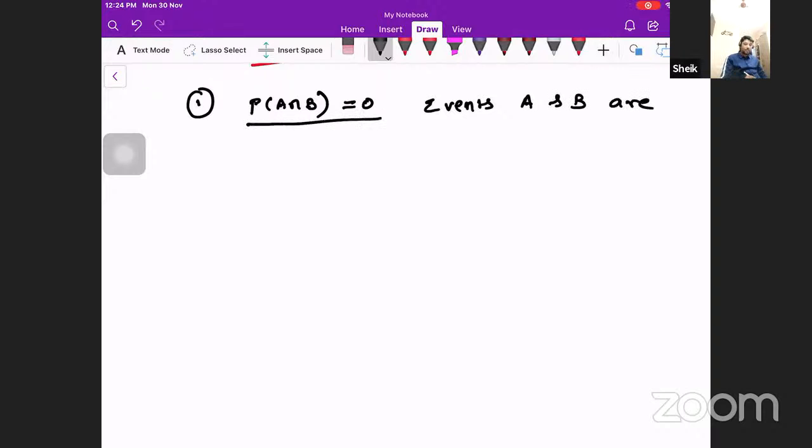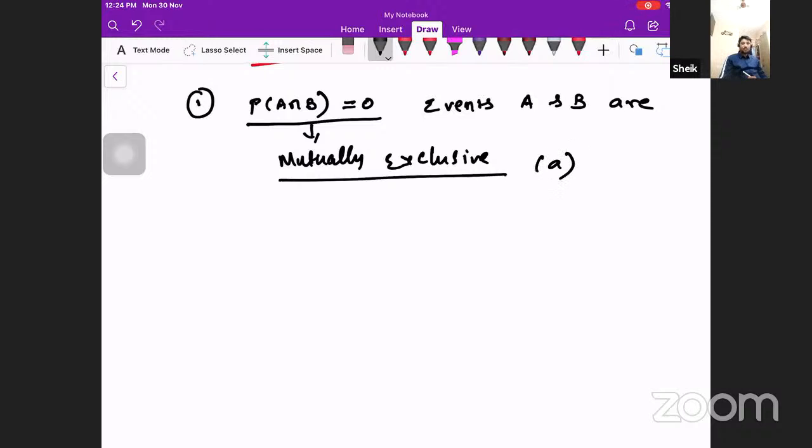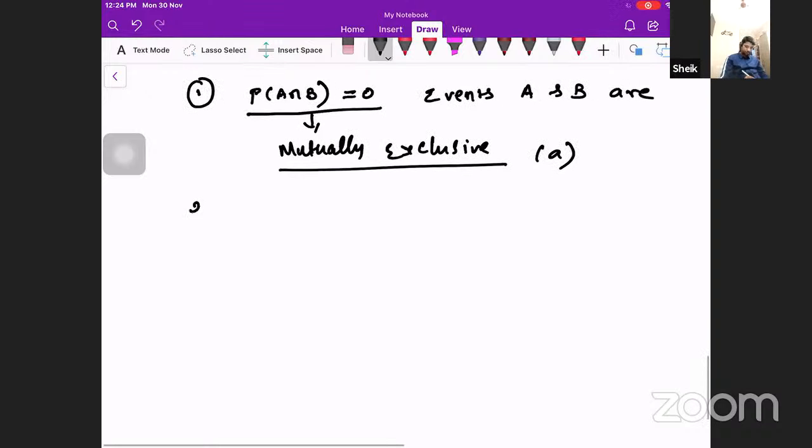Can you please tell me what exactly is the meaning of P of A intersection B? Just now I said, if they are mutually exclusive, then P of A intersection B is equal to 0. So it is mutually exclusive, my dear. What is the answer? Mutually exclusive. That is option A. Okay, option A is our answer.